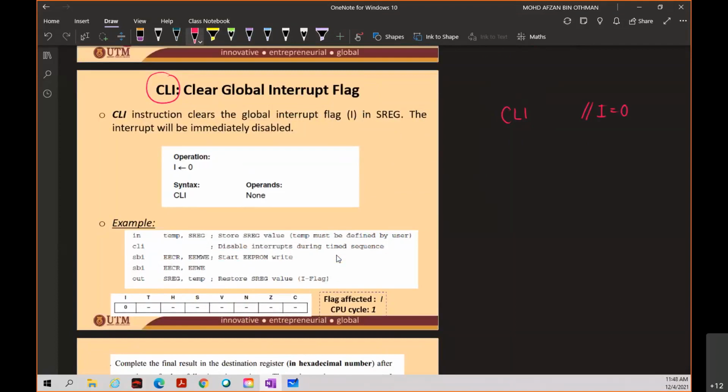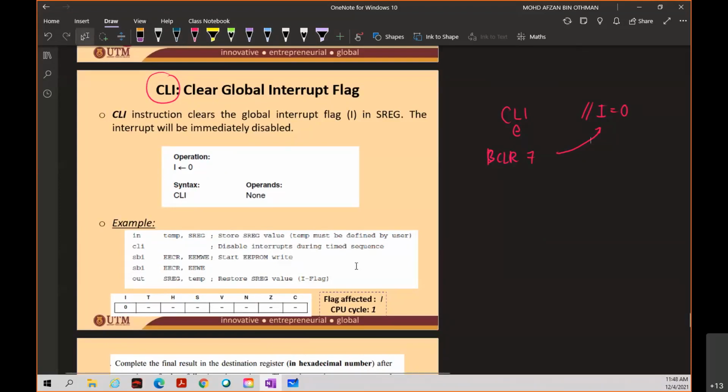Or you can simply use BCLR 7. This instruction also does the same function, which is to make your I flag equal to 0. So any question up until here? Okay, we finished our module 6 actually.